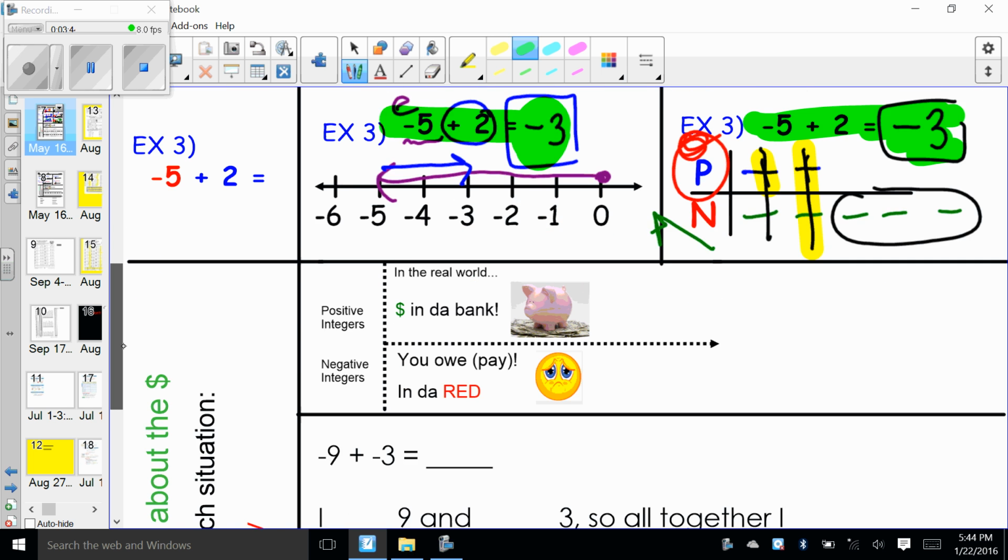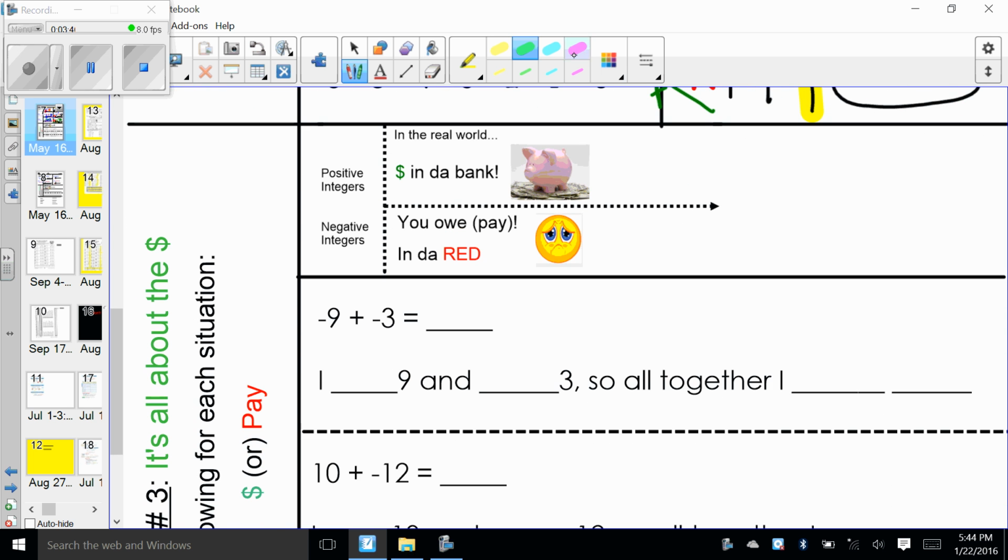All right, let's switch it up now. So we've talked about that. What are we going to do with our work today? Well, we're going to talk about that all positive integers is money in the bank. Negative integers is money that you owe or that you have to pay.